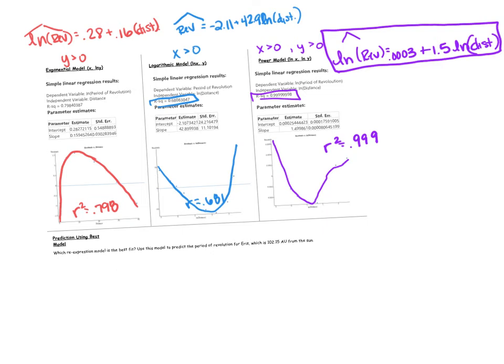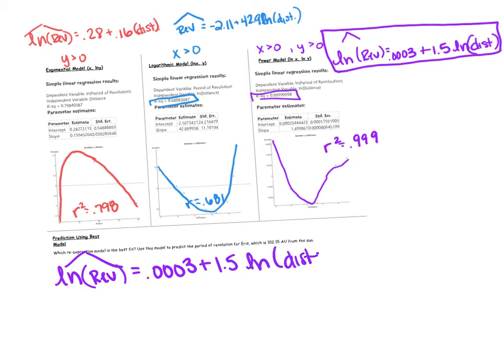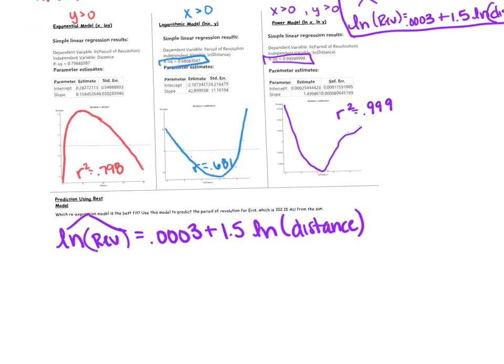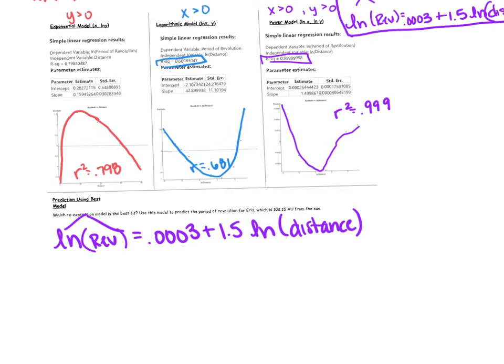We've already said that is going to be the model that goes like this. The natural log revolutions hat is equal to 0.0003 plus 1.5 times the natural log of the distance. That's the first part. That's the actual model. Now, using that model, I want to predict the period of revolution for Eris, which is 102.15 astronomical units from the sun. So the distance is 102.15.